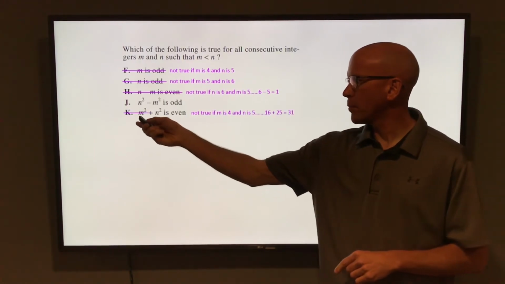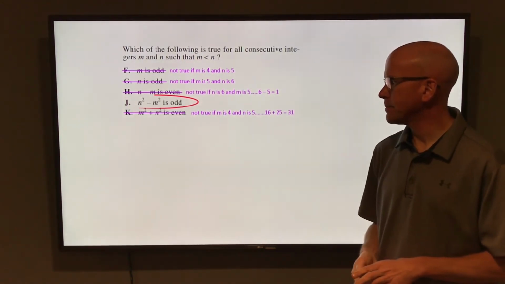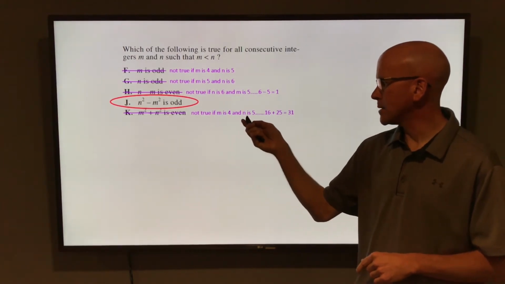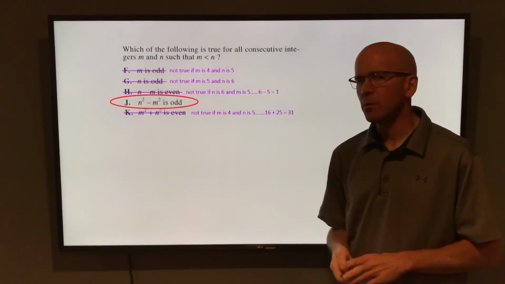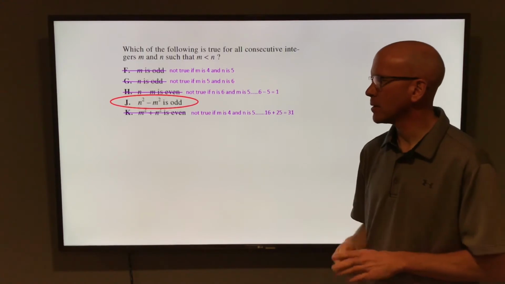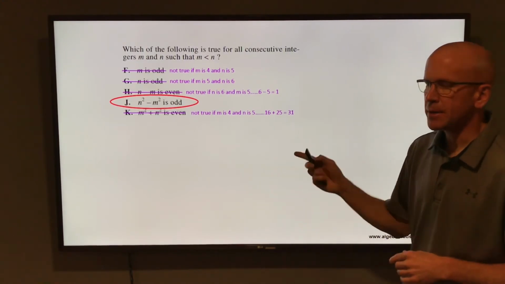And for letter K, m squared plus n squared is even. That wouldn't be true if m is 4 and n is 5. It'd be 16 plus 25. That's 31. That's an odd number, so that proves that wrong. The only answer left is letter J.